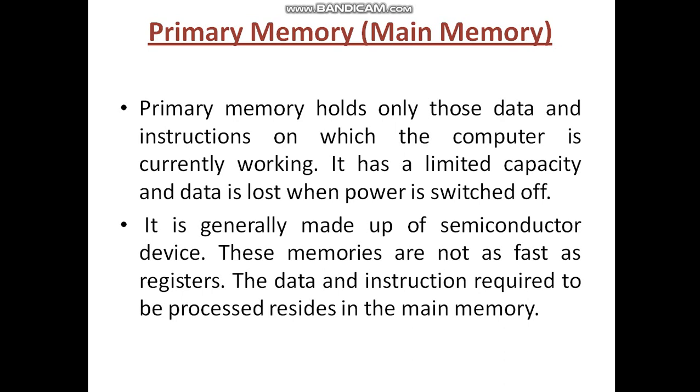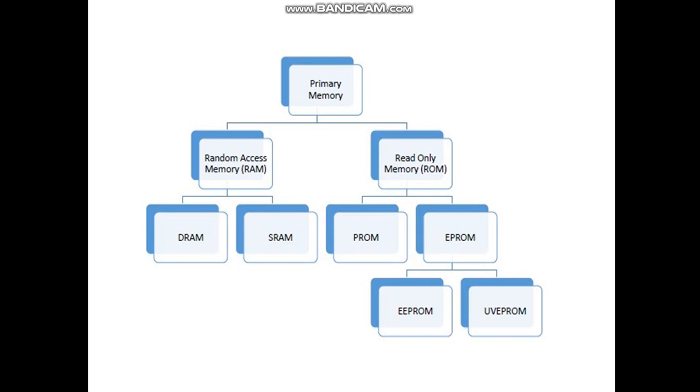When the power is switched off, the memory loses its data. It is generally made up of semiconductor devices. These memories are not as fast as registers. The data and instructions required to be processed reside in the main memory. Next, primary memory also has parts.